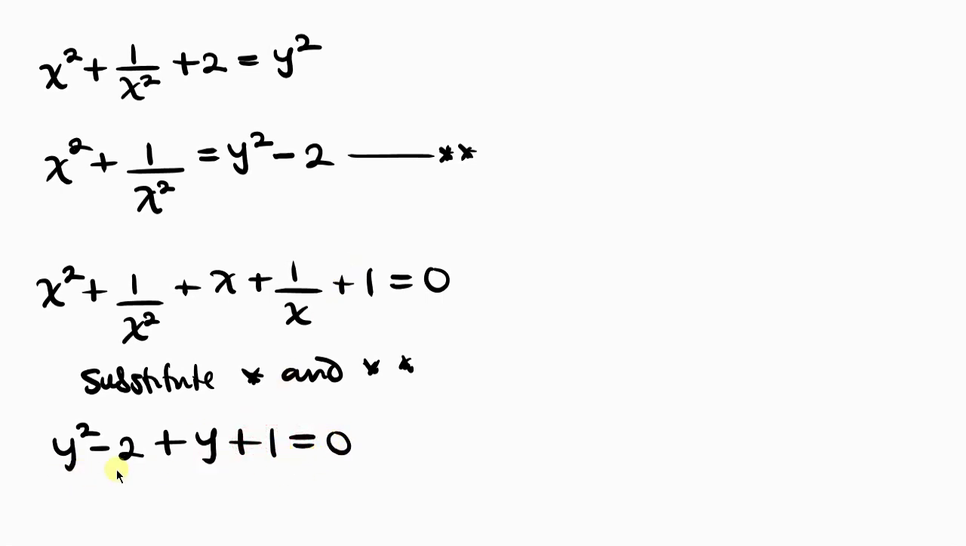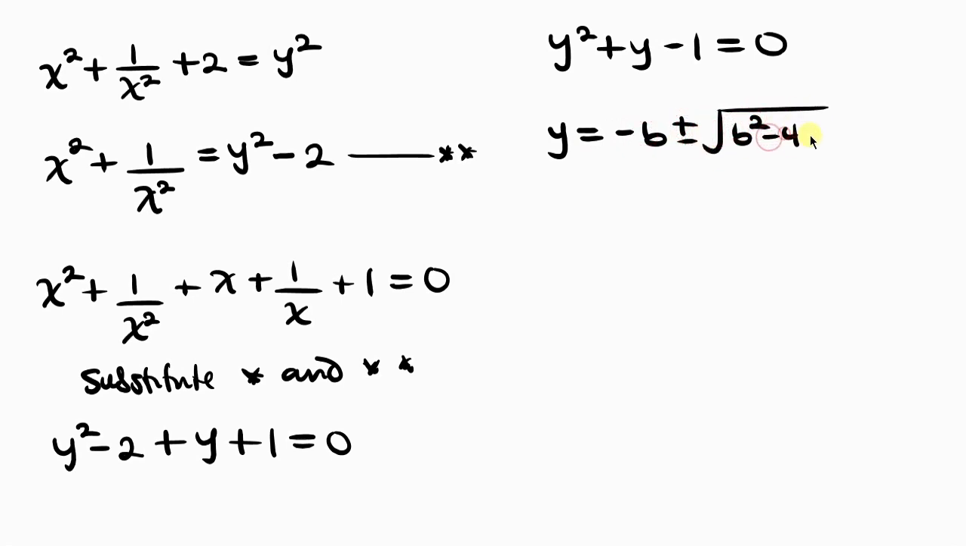So we have a quadratic expression. But let's simplify this quadratic equation. We have y squared plus y, and then minus 2 plus 1 is minus 1, equal to 0. Now let's find y using the quadratic formula. So for the quadratic formula, we have y to be equal to negative b plus or minus the square root of b squared minus 4ac all over 2a. Here, our a is 1, our b is 1, and our c is negative 1.